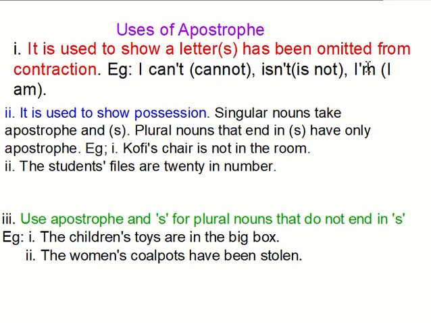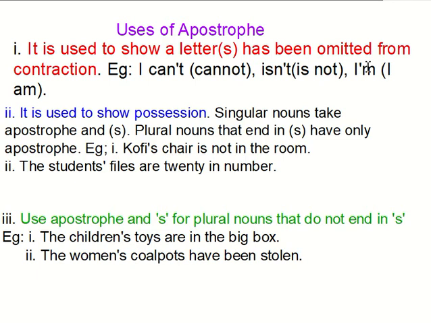toys are in the big box. So the children is a plural noun. That one, there's no S attached to it. But because we want to show a possession, we put the apostrophe after the children, then S follows to show that those toys in question belong to the children. I hope it is clear.